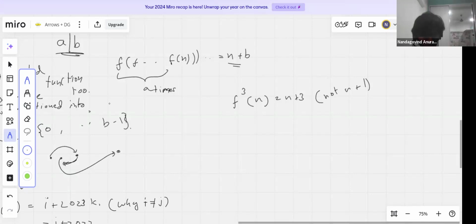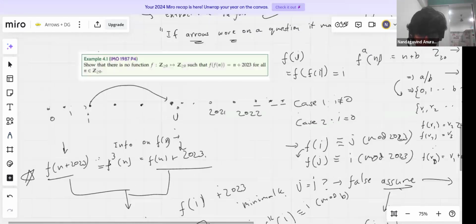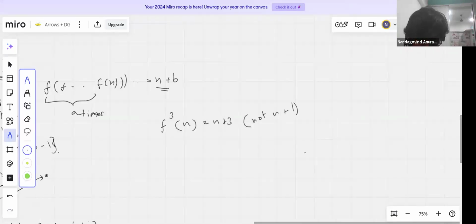See, what are we really doing? We're looking at things modulo b, right? What we're really doing is a lot of modulo b analysis, so think about these things modulo b. What would a 1 mod 3 look like? What would a 2 mod 3 do? And what would a 0 mod 3 do?